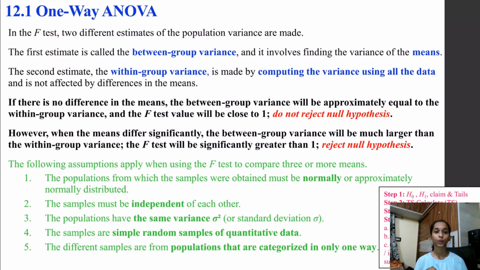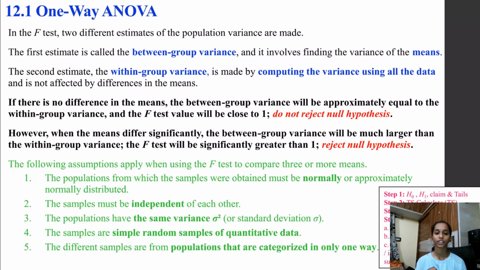In the F test, two different estimates of the population variance are made. The first estimate is called the between group variance, and it involves finding the variance of the means. The second estimate, the within group variance, is made by computing the variance using all the data and is not affected by differences in the means.